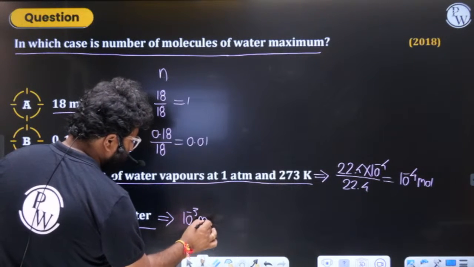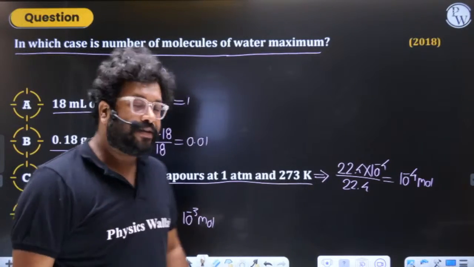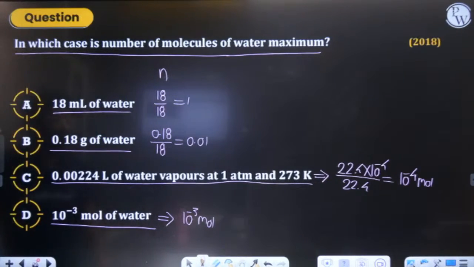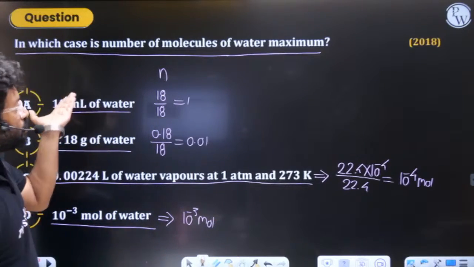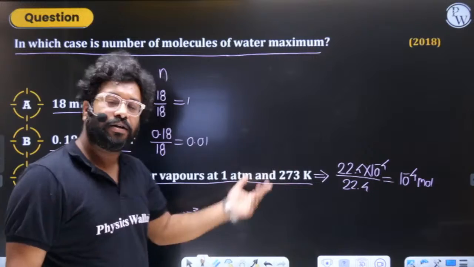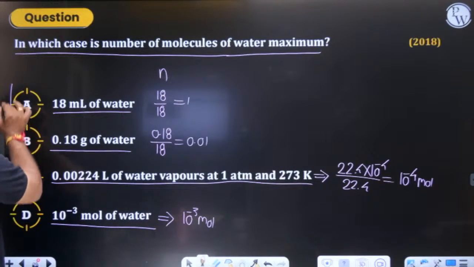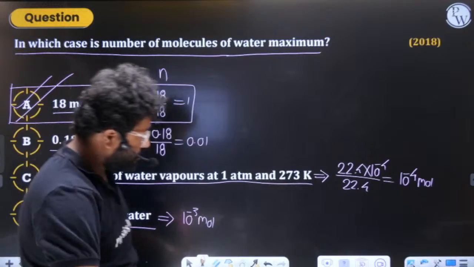So just look at and screen all the options and see where we are getting the maximum number of moles. We are getting the maximum number of moles in option A. So it should contain the highest number of molecules of water. And that is why option A is the correct answer here.